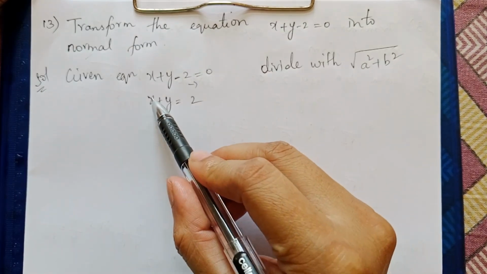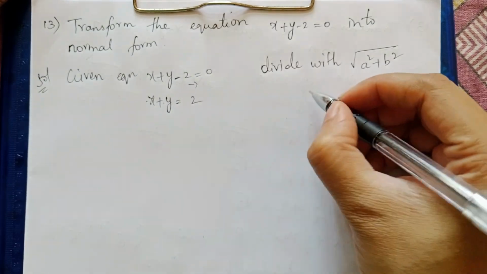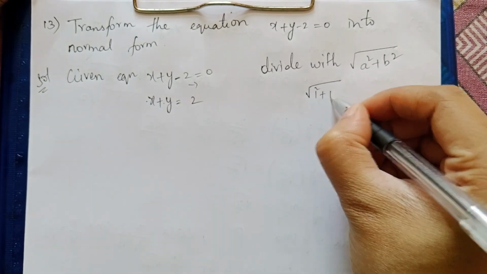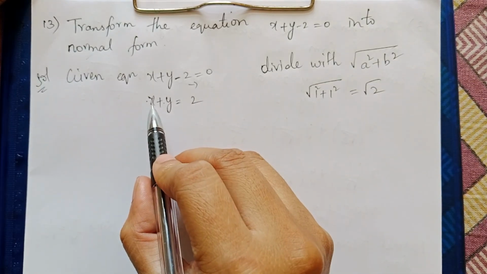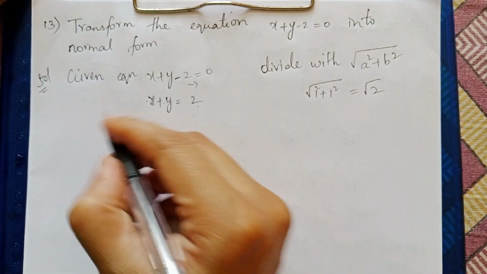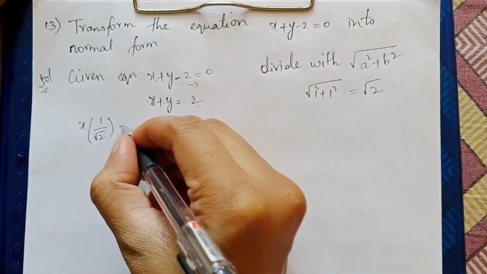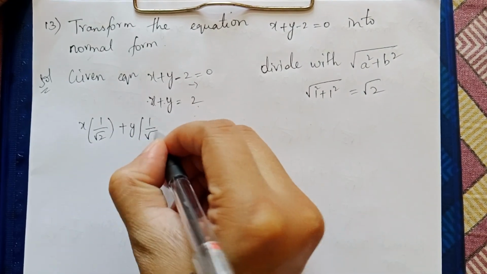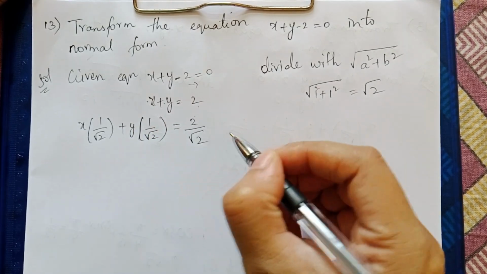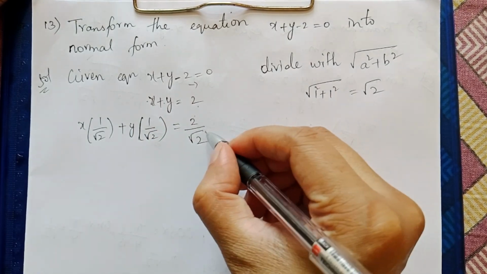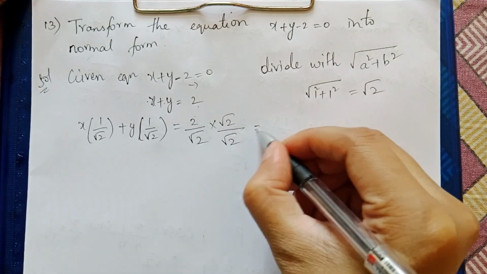Here a is the coefficient of x, which is 1. B is the coefficient of y, which is also 1. So it will be root of 1 square plus 1 square, which is equal to root 2. So we have to divide each term on both sides by root 2. So it will be x into 1 by root 2 plus y into 1 by root 2 is equal to 2 by root 2.